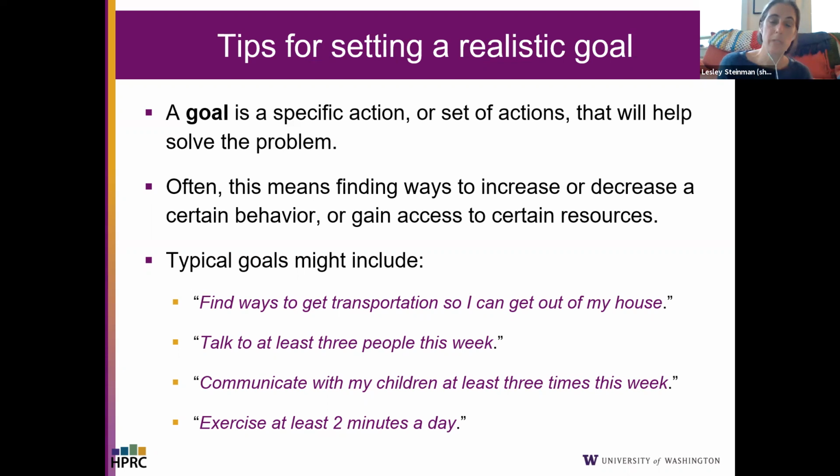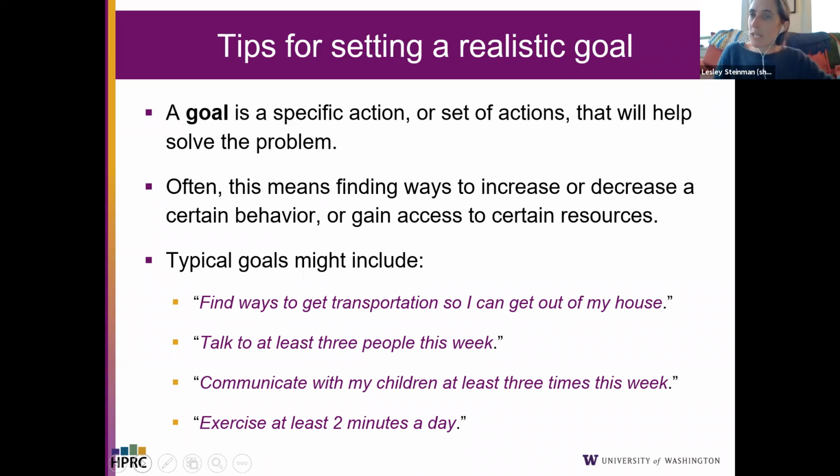Talking to at least three people this week, communicating with my children at least 3 times this week, and exercising at least 2 minutes a day. I love that last one too, because many people will set activity goals that are just kind of wildly unrealistic. And so it's an important thing to have 2 minutes a day because that fits with that activity planning or behavioral activation piece where even a little bit of activity is going to help with being a mood booster.